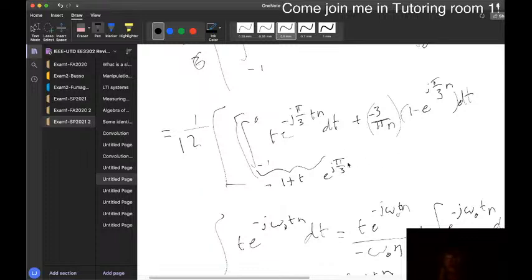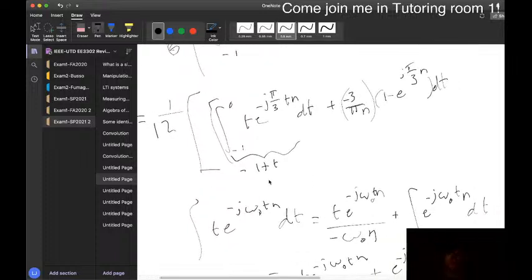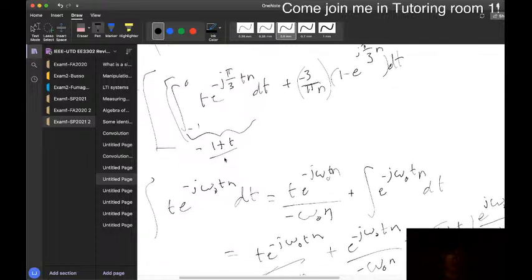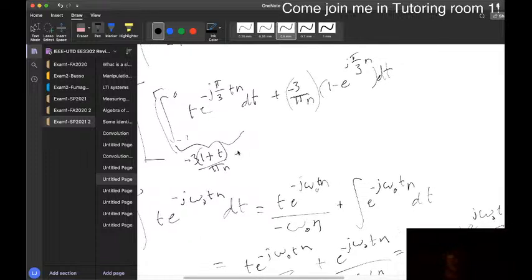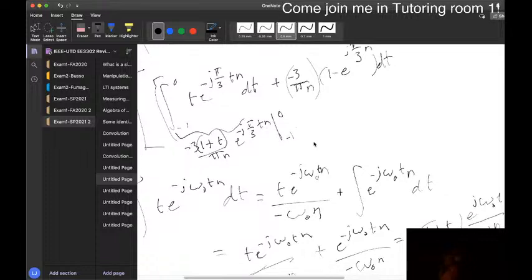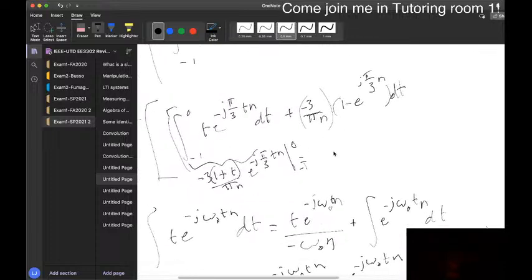So from 0 to 1, so pi n over 3 times e to the j pi 3 tn with respect to negative 1 and 0. So actually we're running kind of short on time, and this is taking a bit longer than I thought it was going to.